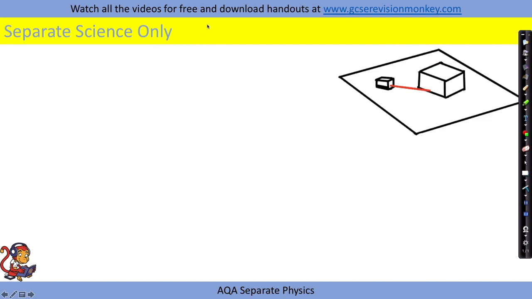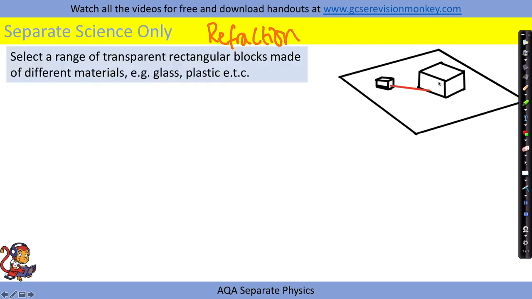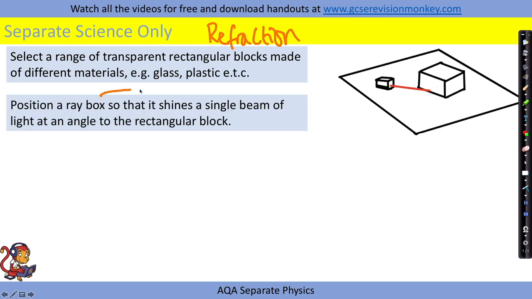We looked at reflection before. This time we are going to look at refraction, which is the bending of light as it goes through a different medium. We will select a range of transparent rectangular blocks made of different materials, for example different plastics and different types of glass, for example. We then position a ray box so that it shines a single beam of light at an angle to the rectangular block. So this is our incident ray going in here.